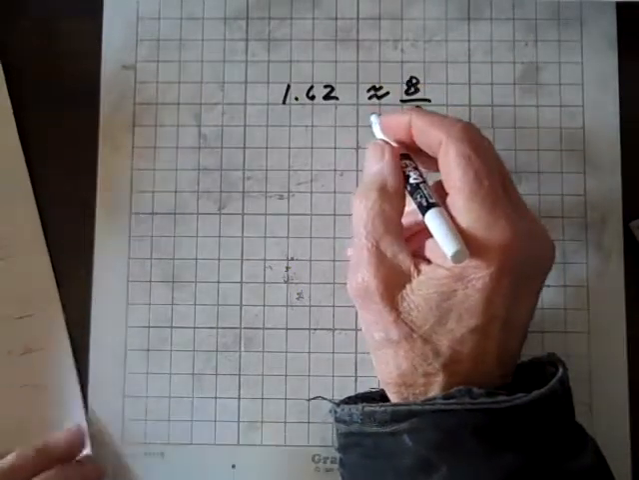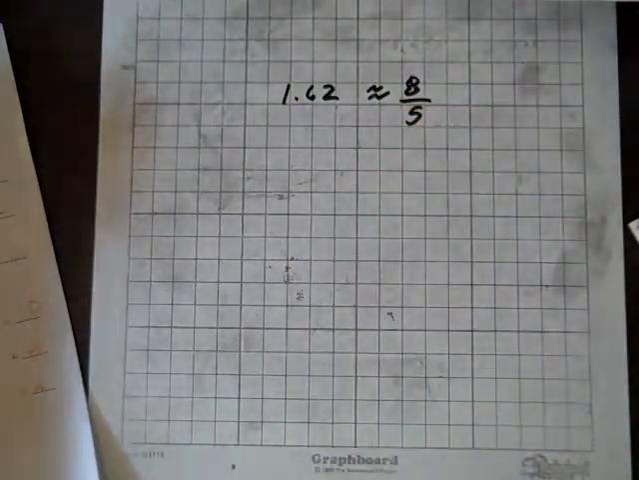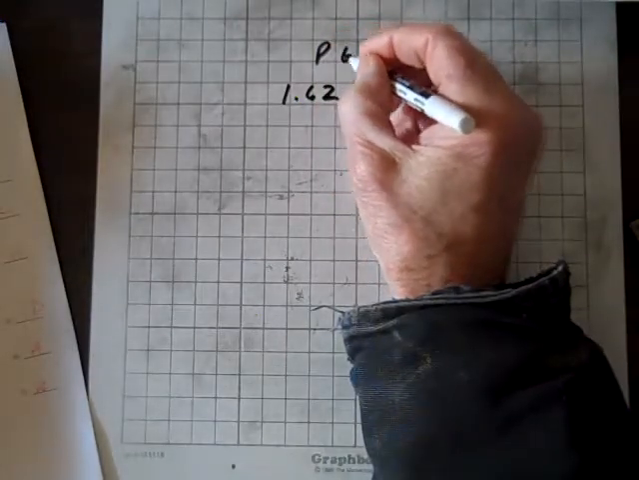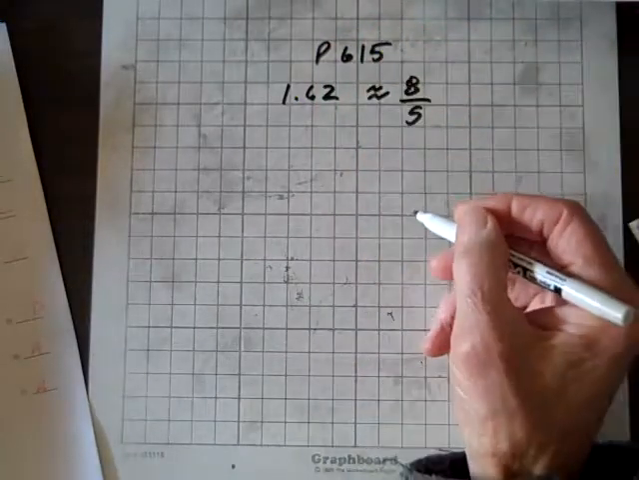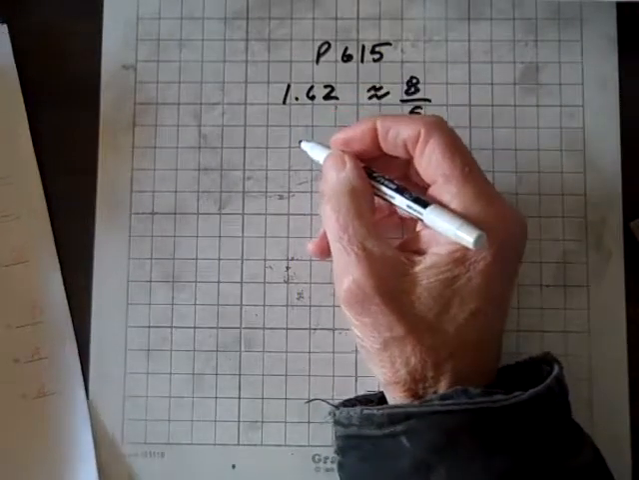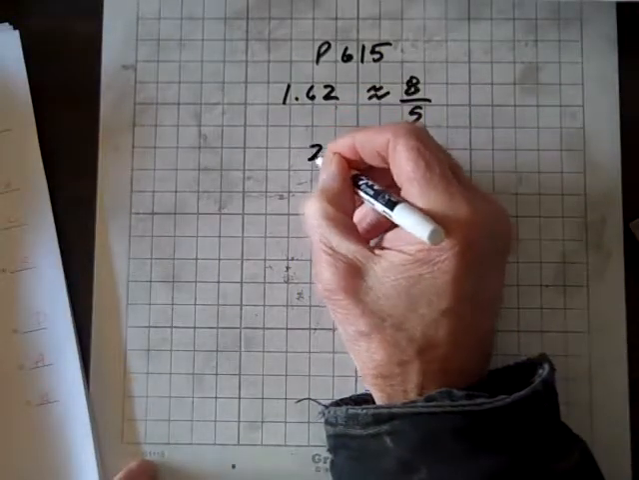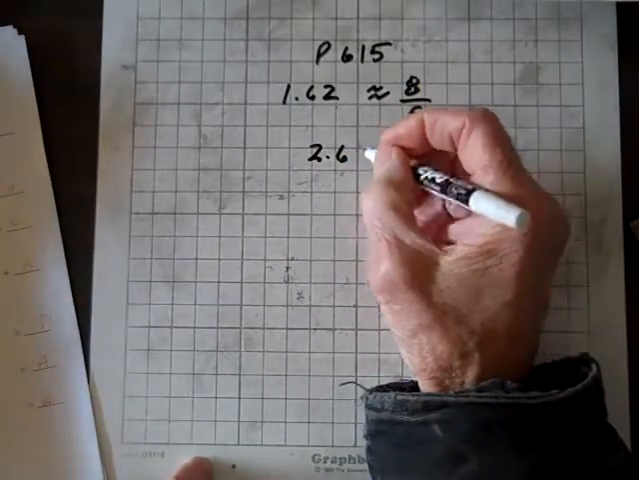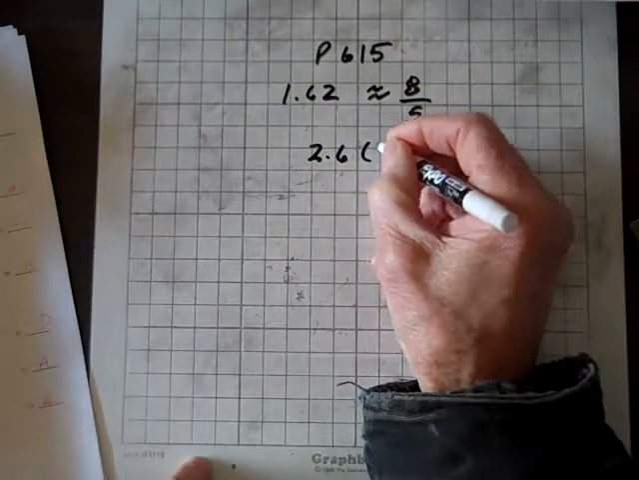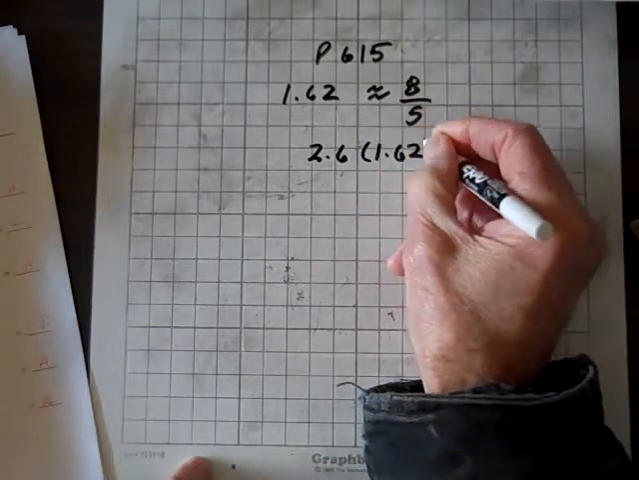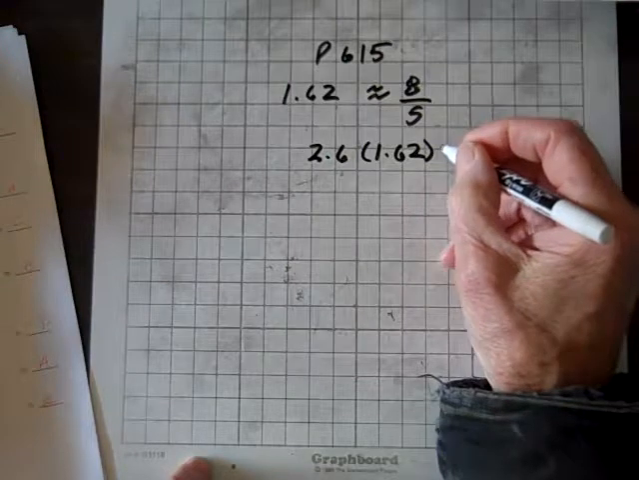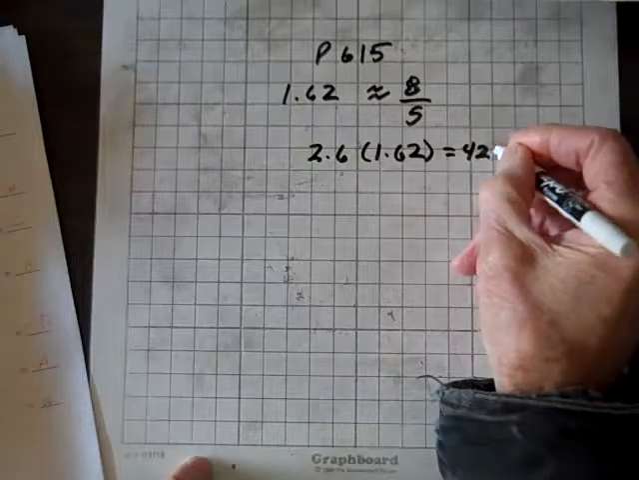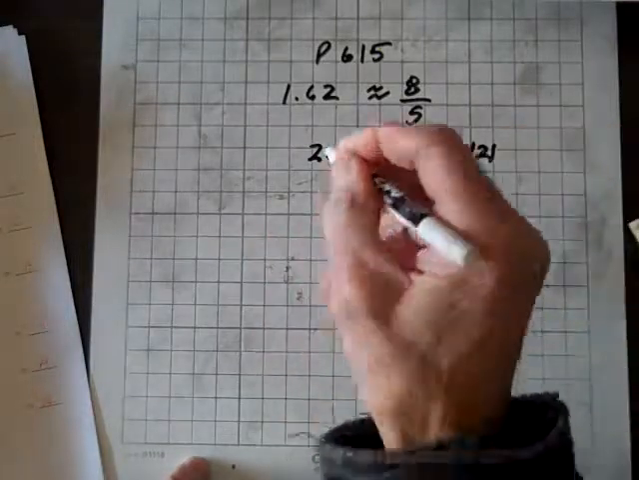In fact, you can look it up in the book, and that is on page 615. Page 615, that's where you'll see it. So what you do, we're given the number 2.6, so to find the length of the other side, we're going to multiply by 1.62, and that gives us, I think, 4.21.